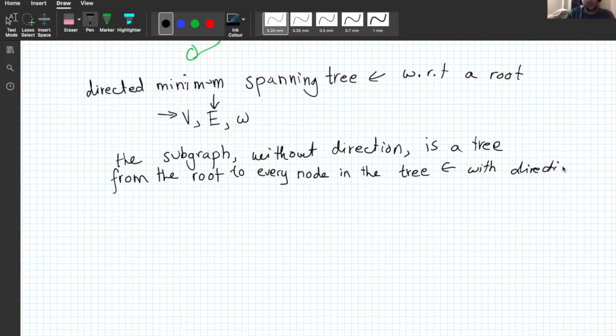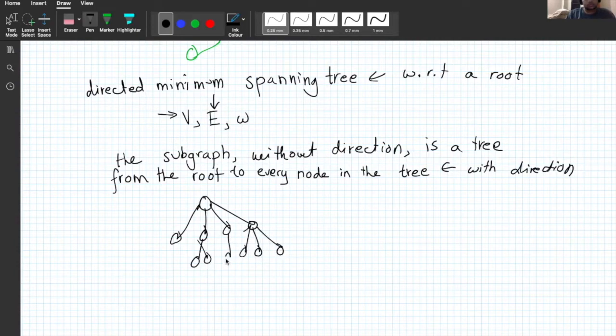So what this basically means is that our directed minimum spanning tree looks like a regular tree, and all of the edges are kind of downwards. This is built with respect to a very specific root, and all of the edges are downwards. You get what I'm saying, right? With the root, you can reach anything, but that's it. The root is the only node from which you can reach everything.